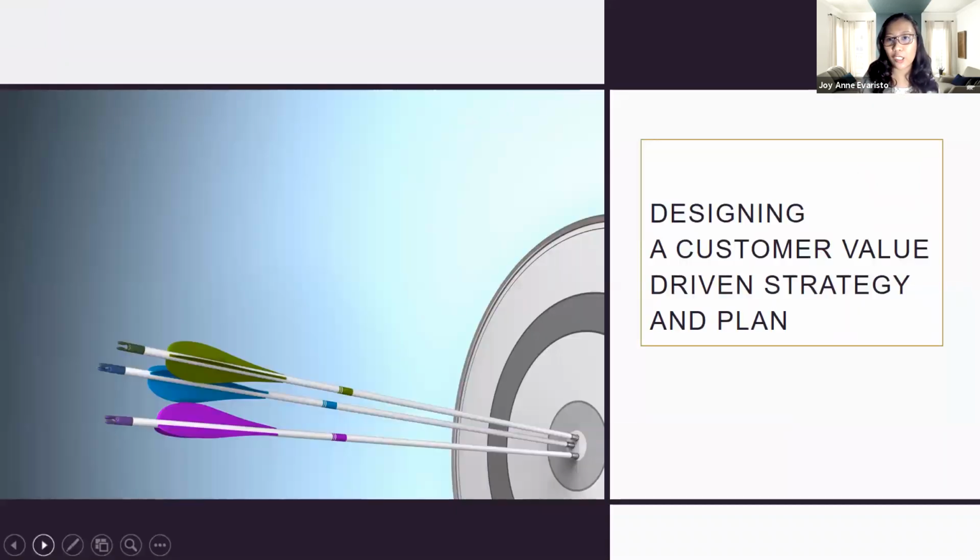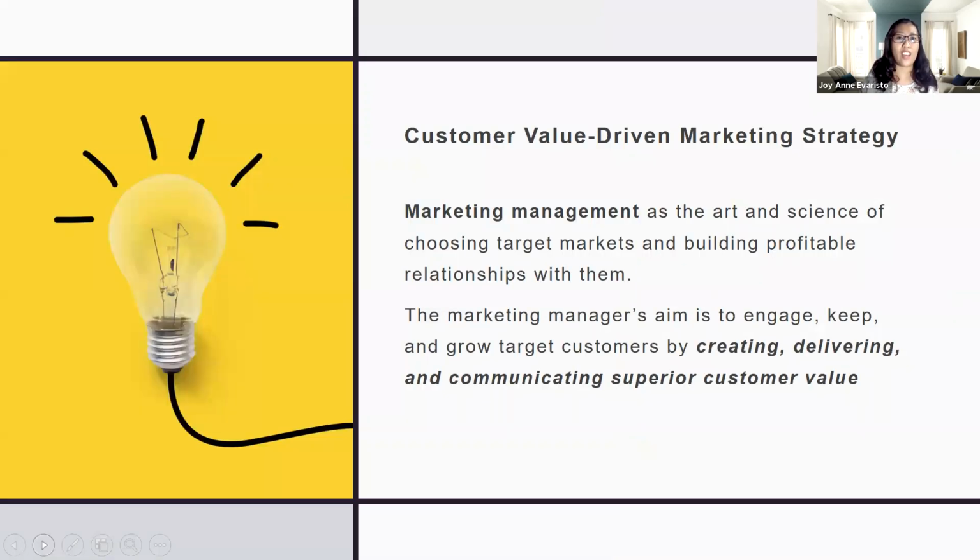Now we are down to the next step, which is designing a customer value-driven strategy and plan. So what are the steps involved in this? Remember, marketing management is the art and science of choosing target markets and building profitable relationships with them. What you need to keep in mind is that the aim of the marketing manager is to engage, keep, and grow target customers by creating, delivering, and communicating superior customer value.